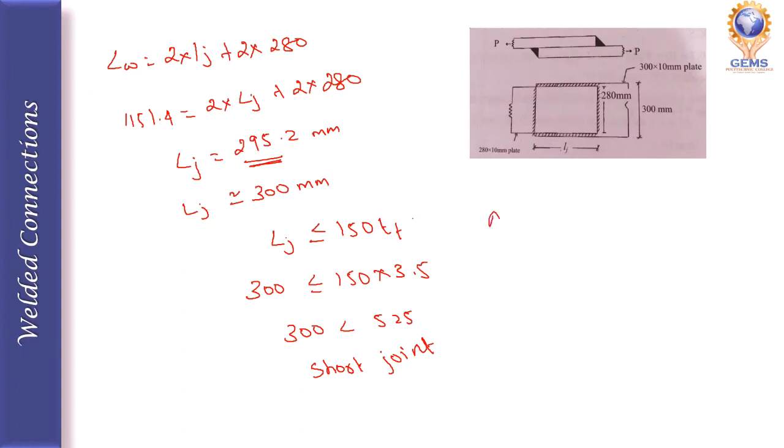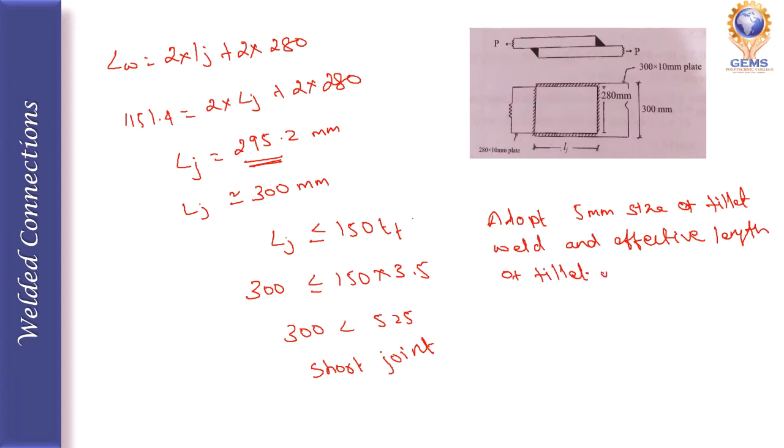So our final solution is to adopt 5 mm size of fillet weld and effective length of fillet weld is 1151.4 mm. This is the solution of problem number 3.